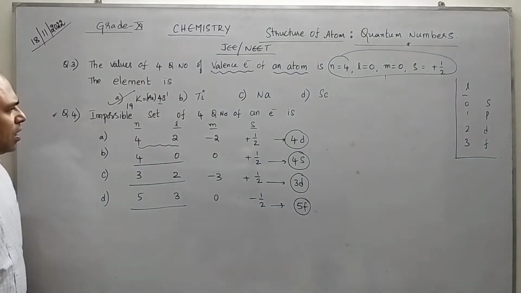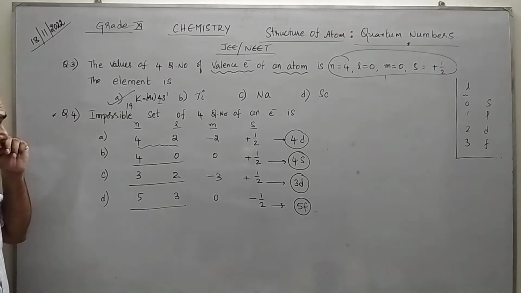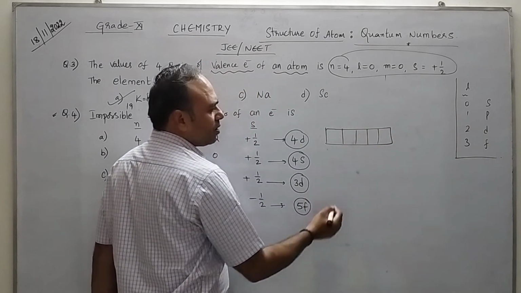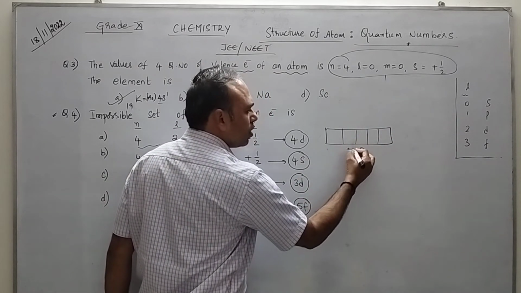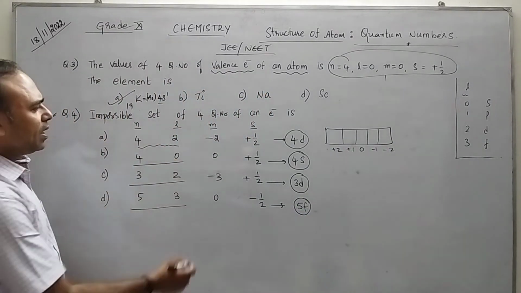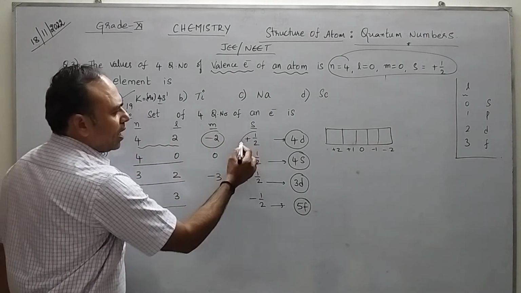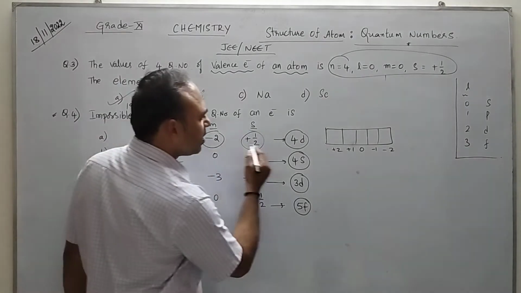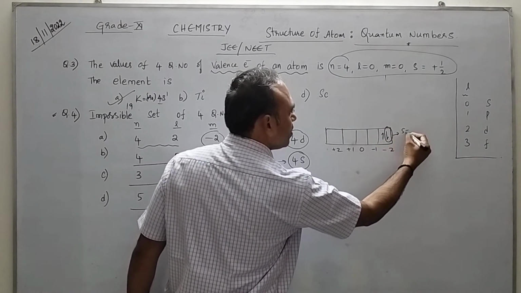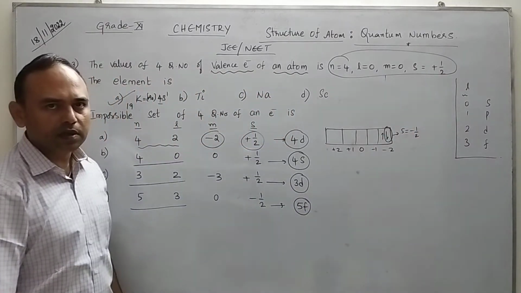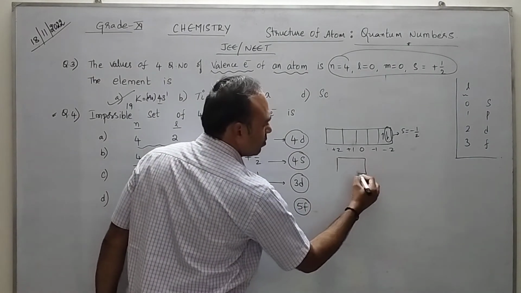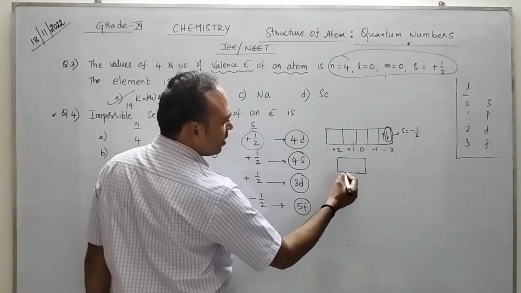Hope you have understood this. Now among these, which is not possible? First one, 4d. d has 5 orbitals, and you know the values: m is equal to 0, plus 1, minus 1, plus 2 and minus 2. So these are the values of m, and in that you are given minus 2 and the spin is clockwise. So let us see where minus 2 is. This is minus 2 and you have an electron here. So s is equal to minus half. Hope you have understood this. So this is possible.